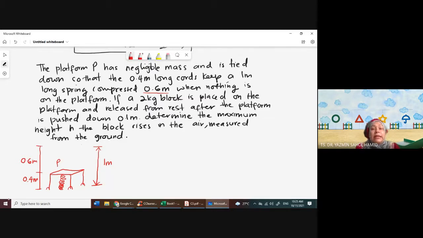The platform P has negligible mass and is tied down so that the 0.4 meter long cord keeps a 1 meter long spring compressed. This is the spring, and the spring has stiffness k equals 200 newtons per meter. This cord is 0.4 meter long. Now, this happens when nothing is on the platform.